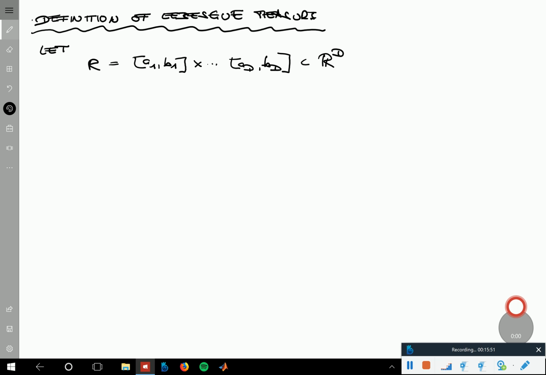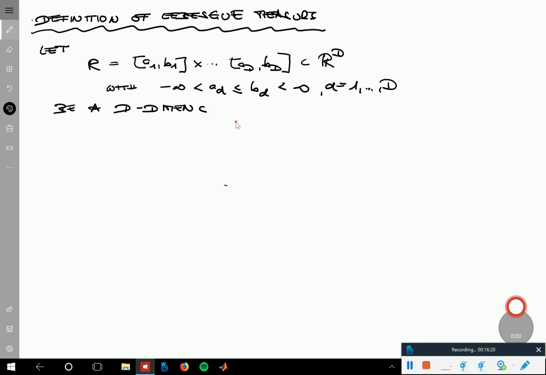So let R be a subset of R^d with minus infinity < a_d ≤ b_d < infinity, for d equals 1 to D. Denote it as a d-dimensional rectangle with sides parallel to the coordinate axes.